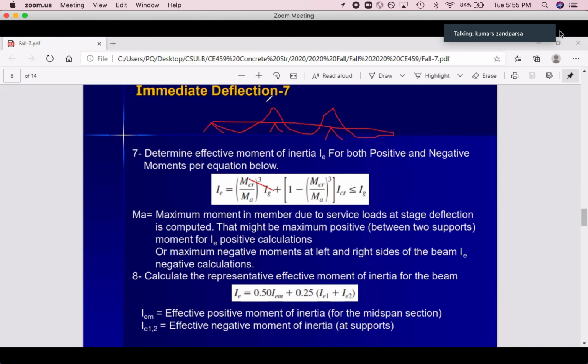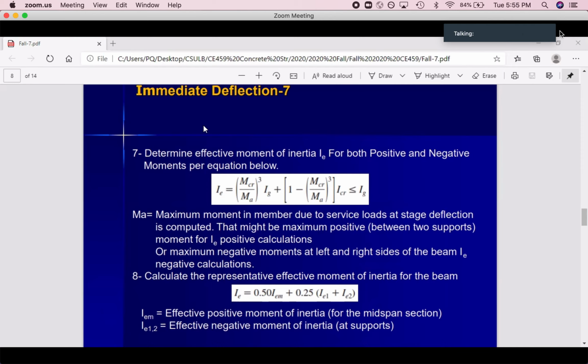Positive, negative. So based on all those that I mentioned so far, we have to calculate the effective moment of inertia, because we calculate a lot of moments of inertia: IG positive, I crack positive, IG negative, I crack negative for both sides. So how can I find which one is the moment of inertia for deflection calculation? None of them. This is the equation that we can use to find the effective moment of inertia for positive and negative. How can I do that?